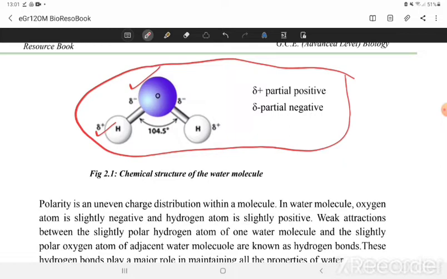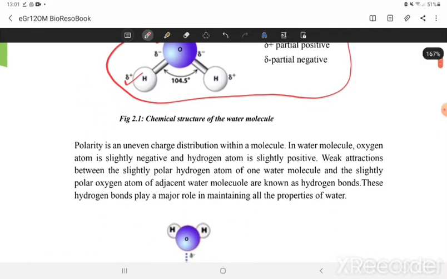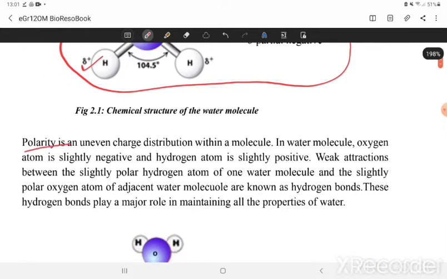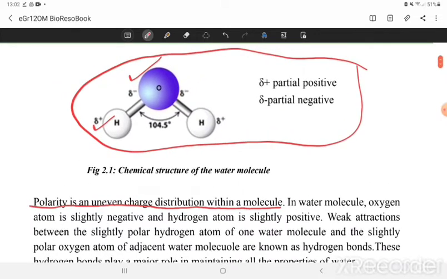So we'll discuss that. Polarity is an uneven distribution of charges within a molecule. I'm giving you an activity: use your chemistry knowledge and see how the dipole moments act here. I'm not going to do that. You know how dipole moments act, and by examining that, you can see why water is a polar molecule.